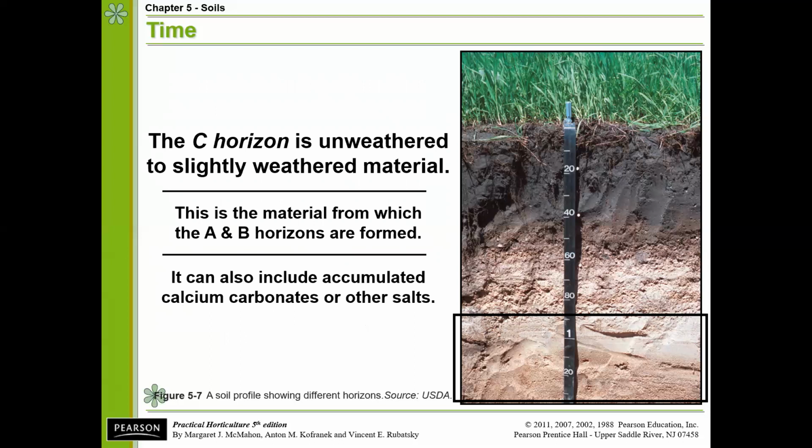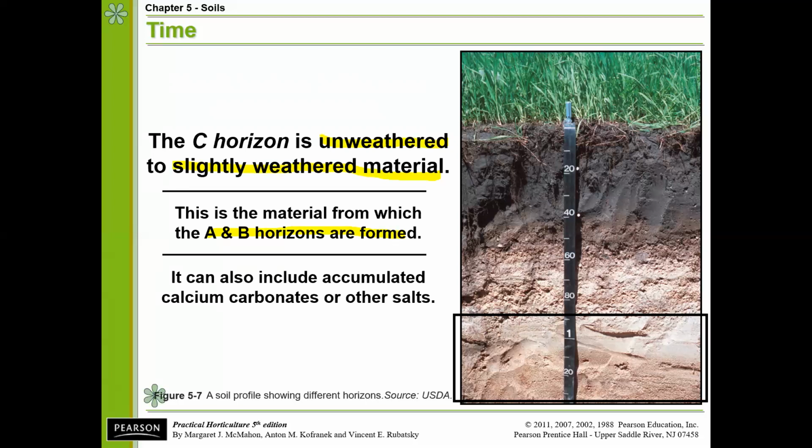There are other horizons that we could have in there, but the big thing with the C horizon is that it's the most like the parent material. And often it's going to have chunks of rock in it. It's unweathered to slightly weathered parent material, and it's what A and B are formed from. We don't really have much root growth in the C zone except for very deep rooted crops and trees.